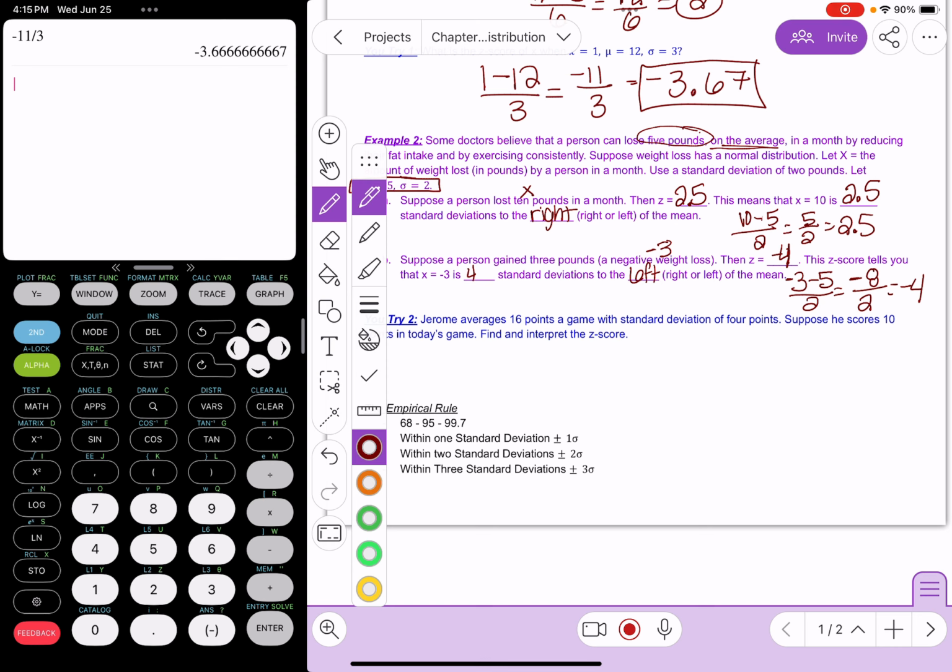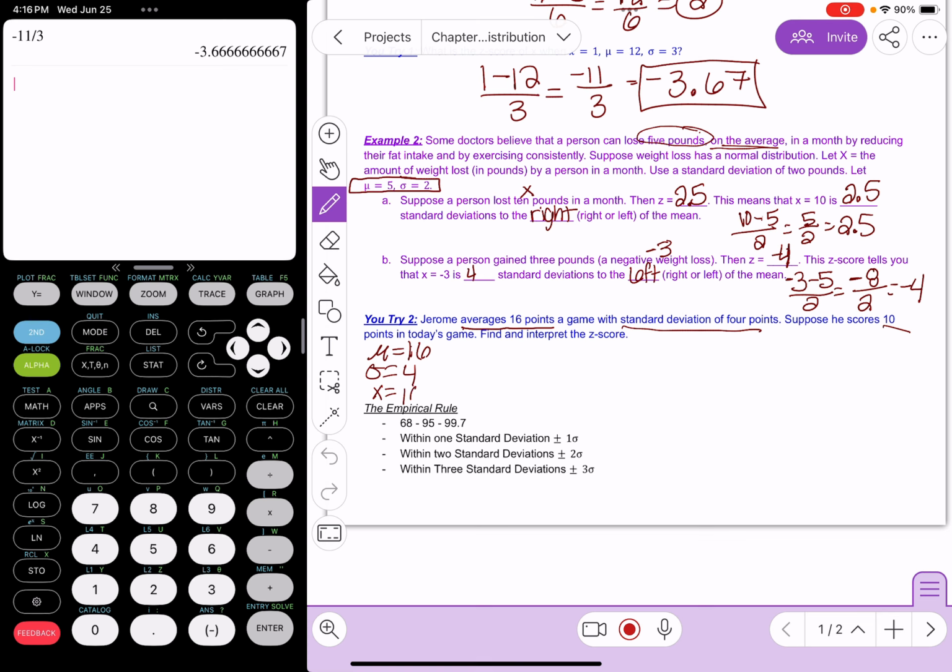All right, so why don't you pause the video and do the U-try too. Okay, Jerome averages 16 points. So that's a mean of 16 points. Standard deviation of 4 points. Today he scored 10 points. So that's our X. Find and interpret the Z-score.